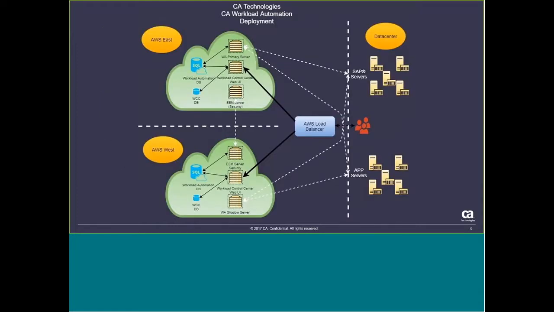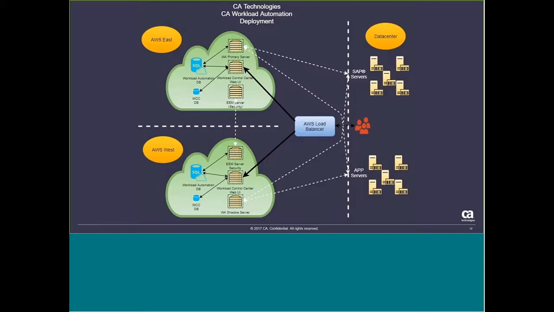Now the way this looks is we've configured it so that we have AutoSys installed in two separate zones. One's in the east zone and the other's in the west zone. Now, these aren't separate instances, they're all the same instance. So we've configured it with a primary and a shadow scheduler in high availability. The primary scheduler is in the east zone, and the shadow scheduler is in the west zone.